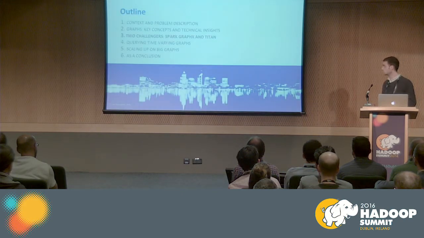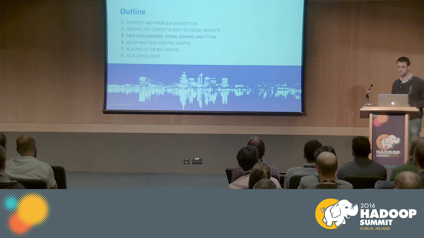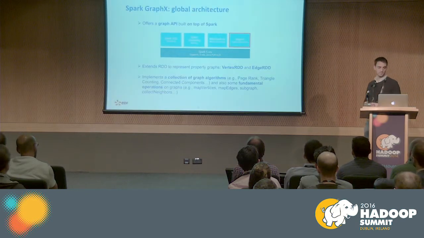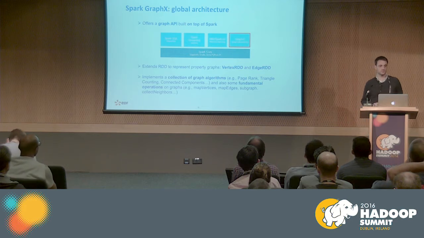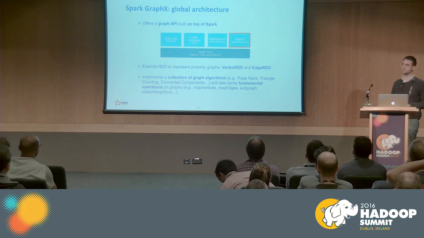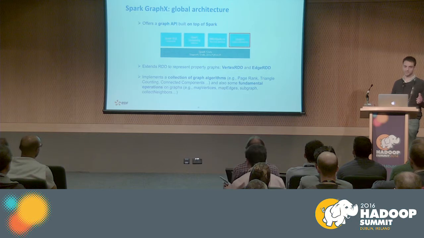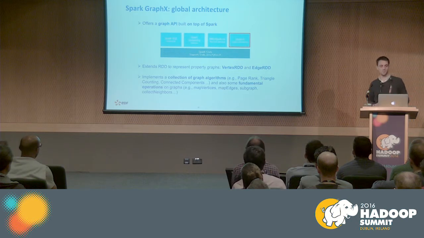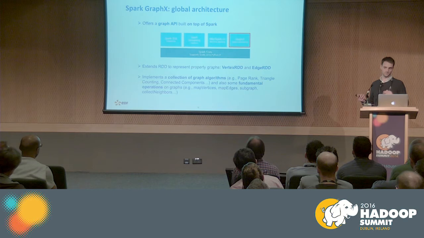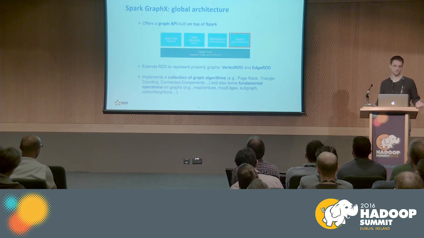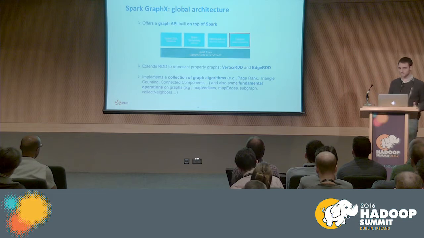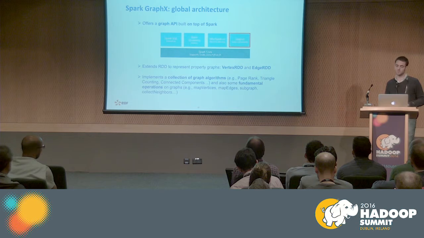Okay, so now it's time to talk about our two challengers, Spark GraphX and Titan. So let's begin with Spark GraphX. GraphX is based on Spark engine, extending classical RDDs with an edge RDD and a vertex RDD. It's purely a graph processing framework with distributed data and distributed queries, ready to process huge amounts of data. GraphX offers an API to make some fundamental operations with graph objects and also implements a collection of graph algorithms like PageRank, triangle counting, and so on.